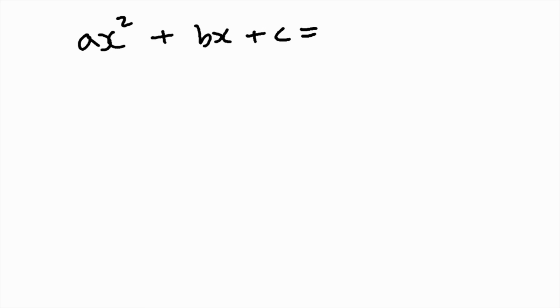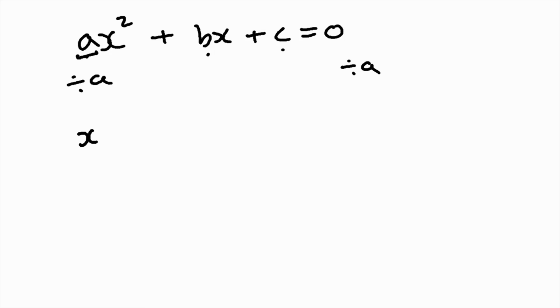ax squared plus bx plus c equals 0. This is a quadratic equation. We don't know what a, b, and c are, so we're just going to leave them as letters. So we're going to solve this using completing the square. Now, we have a term out the front here, this a. So we're going to divide by a first.